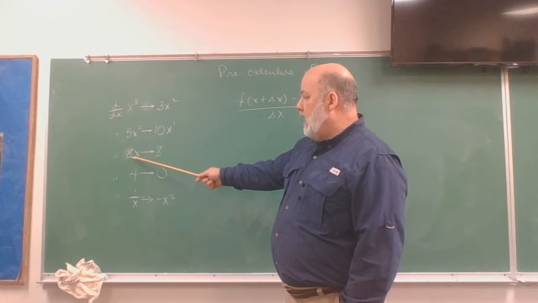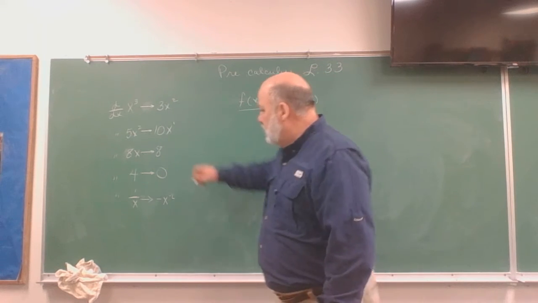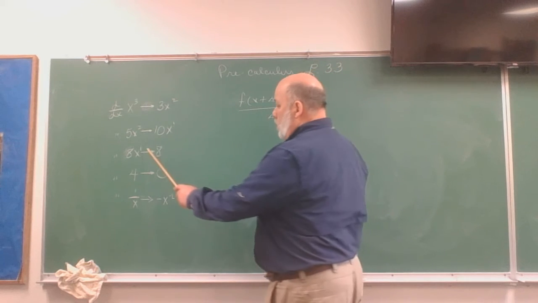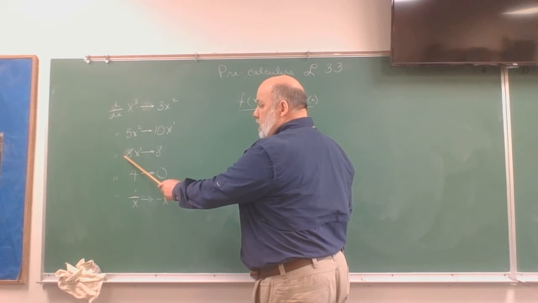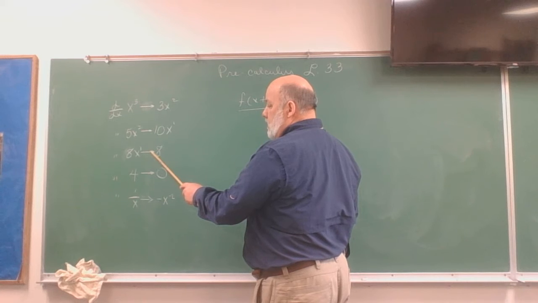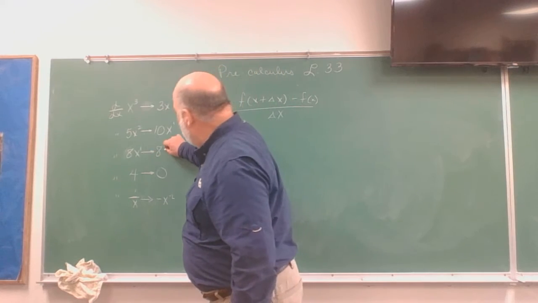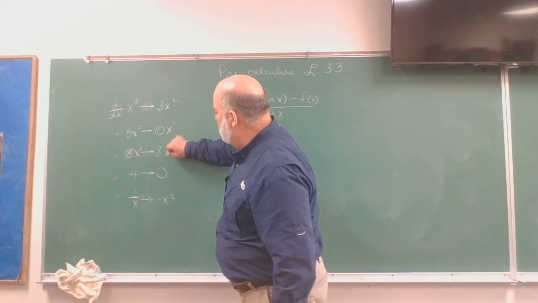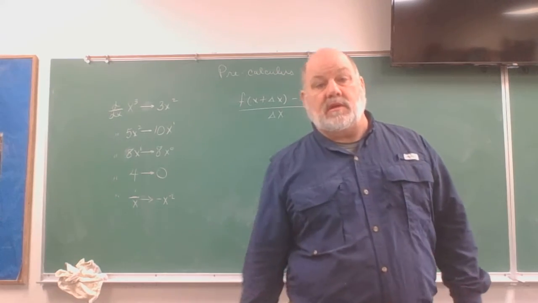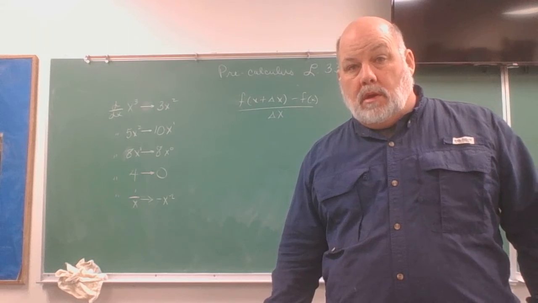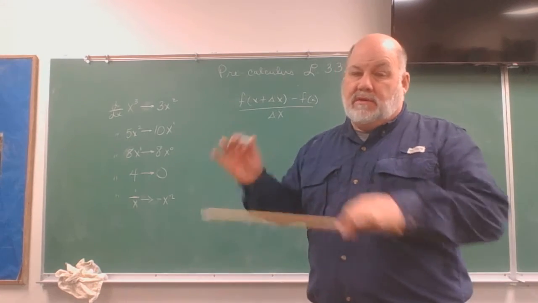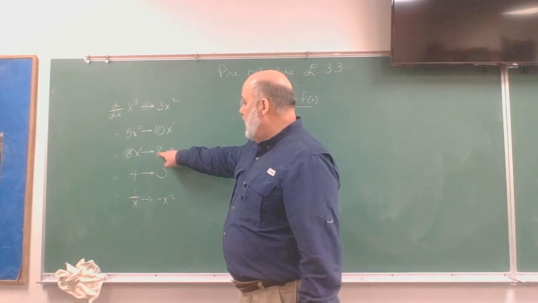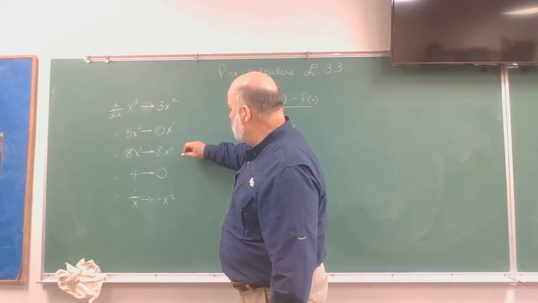When I look at the 8x, that's technically 8x to the 1 power. 1 jumps to the front, gets multiplied by 8. 1 times 8 is 8. 1 minus 1 is 0. Technically, that's 8x to the 0 power. We know that any number to the 0 power is 1. So this is technically 8 times 1, which we just call 8.